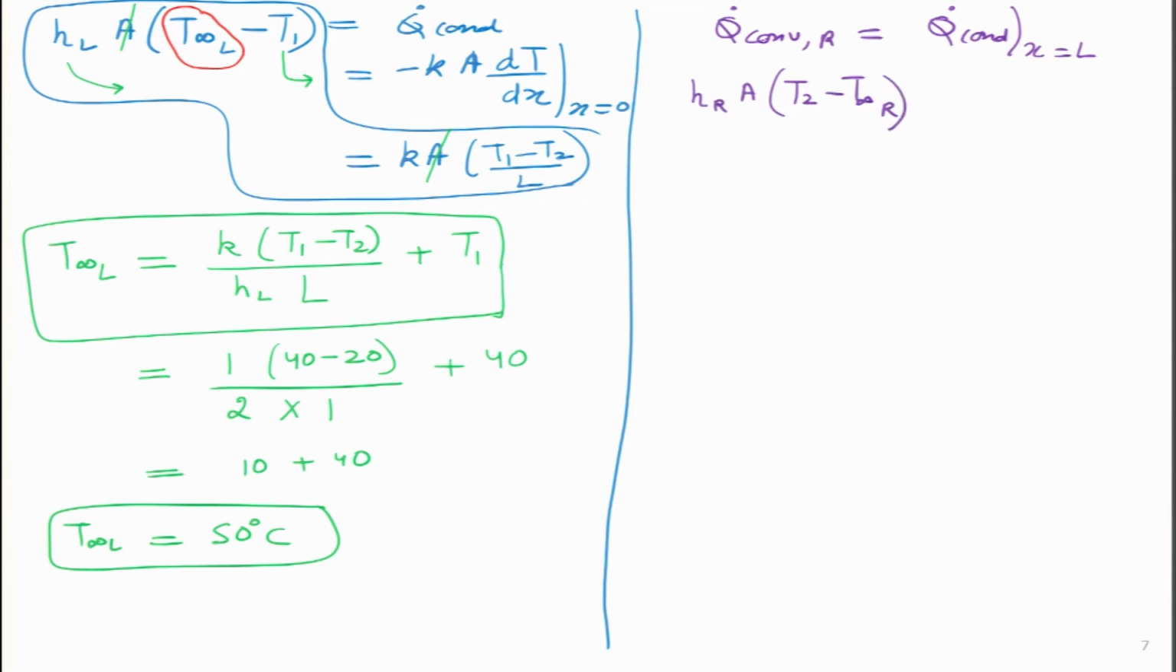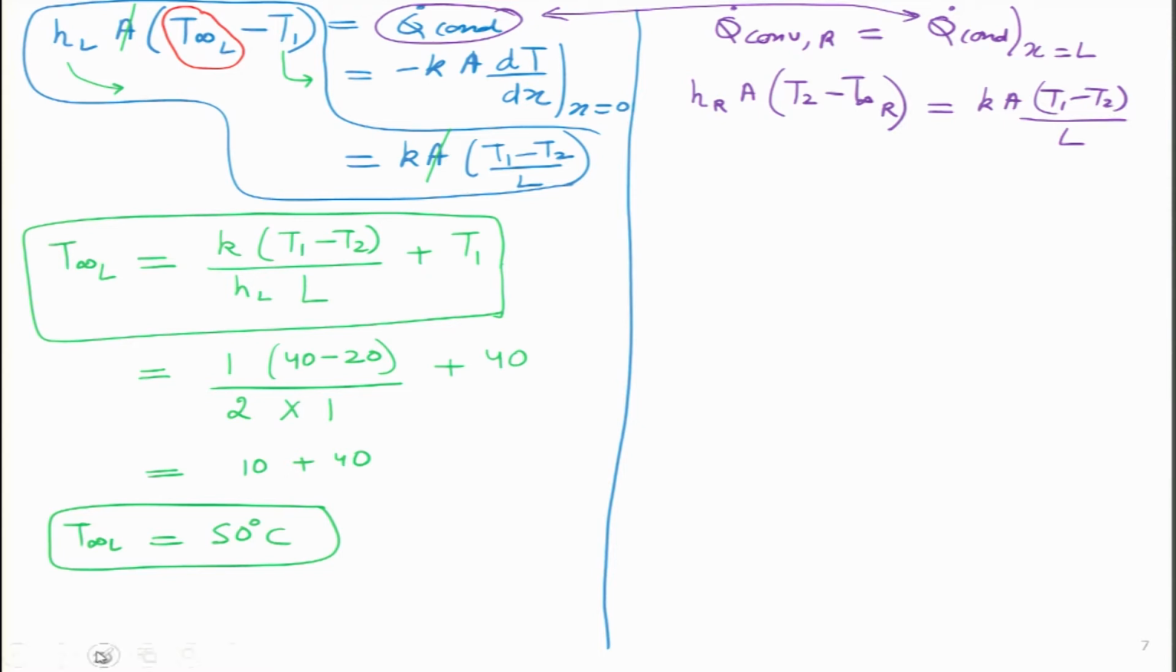So, this is the convection term, and what is the conduction term? In fact, that is the same as this conduction term, because we are assuming steady state right now. So it just turns out to be K A (T1 minus T2) divided by L.